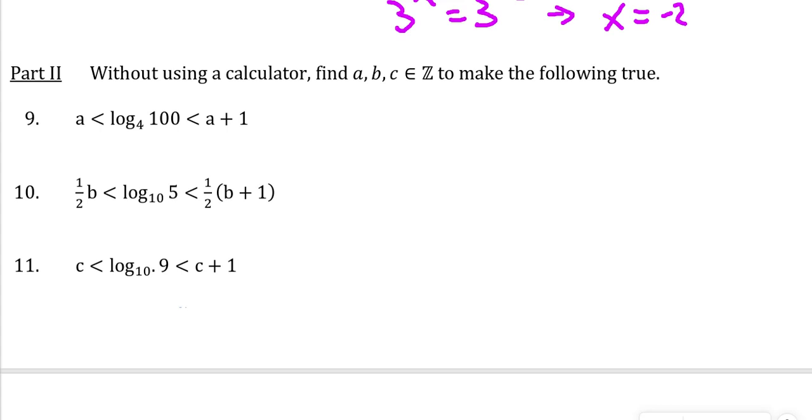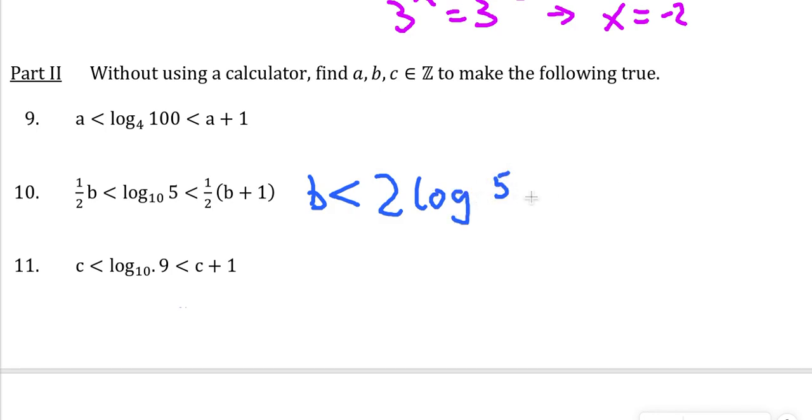Here's number 10, a quick little video about this difficult log problem that was requested. First of all, I don't like fractions. So the first thing I'm going to do is multiply all three sides by 2. Did you realize that you could do that? What I mean is that this right here is going to be b less than 2 log 5 base 10.